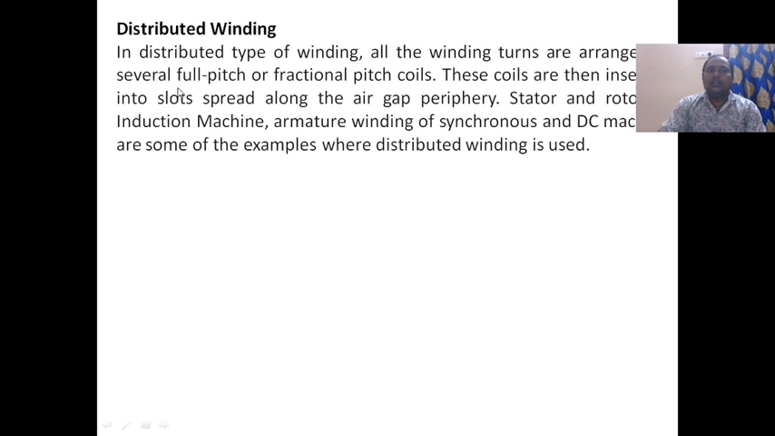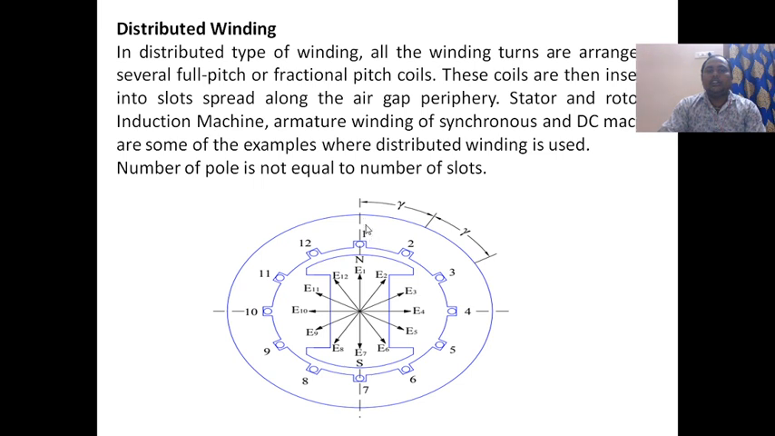Distributed winding. In distributed type of winding, all the winding turns are arranged in several full pitch or fractional pitch coils. These coils are then inserted into slots spread along the air gap periphery. The stator and rotor of an induction machine, and the armature winding of synchronous and DC machines, are some examples where distributed winding is used. The number of poles is not equal to the number of slots in distributed winding. So please observe the distributed winding.